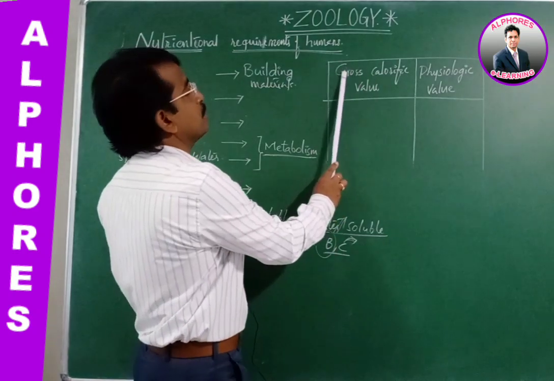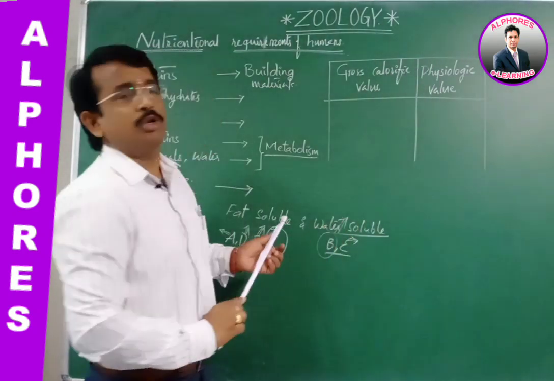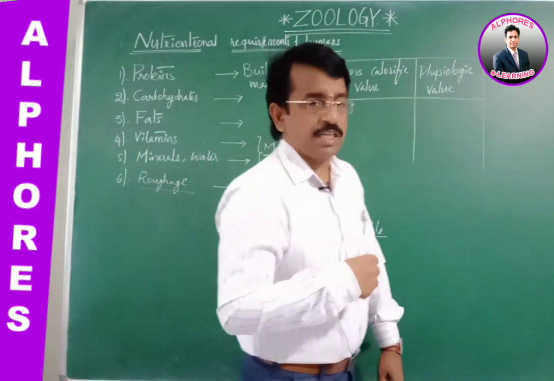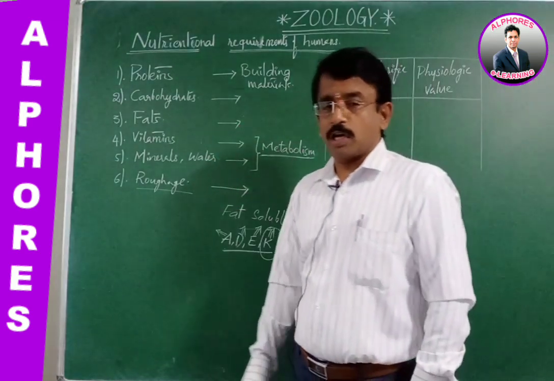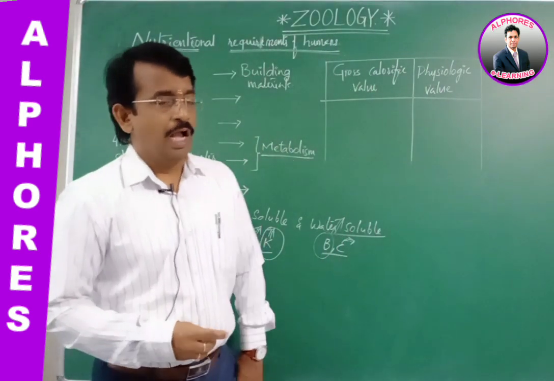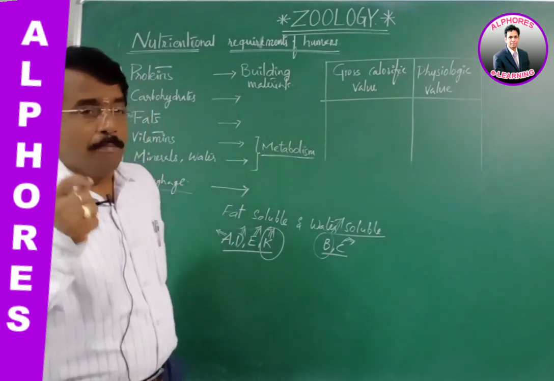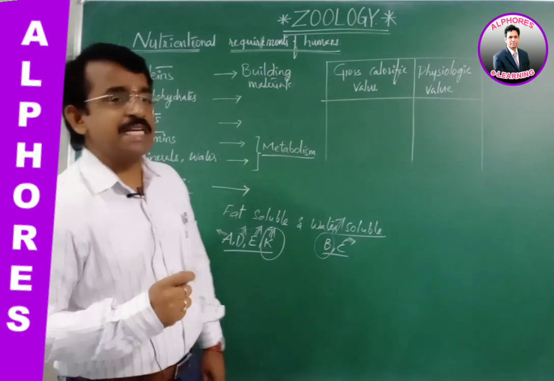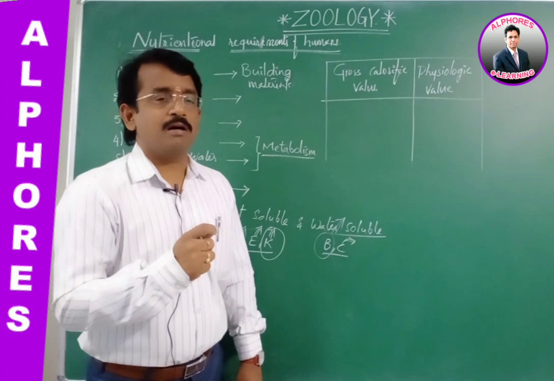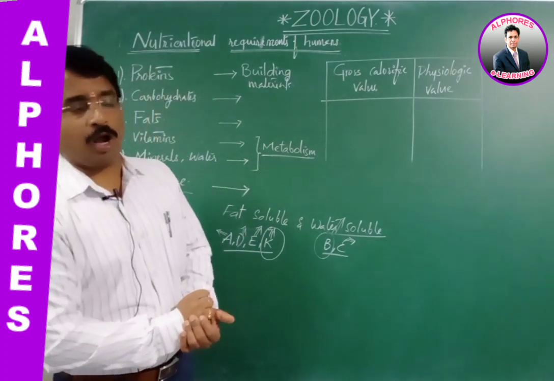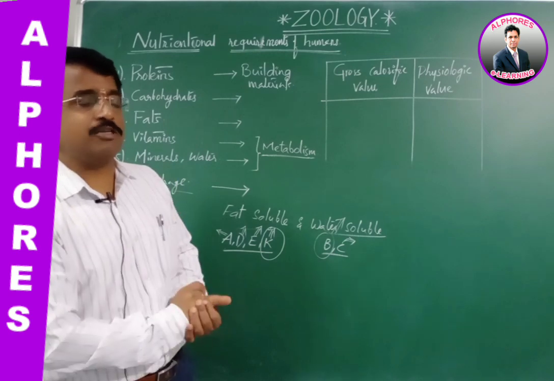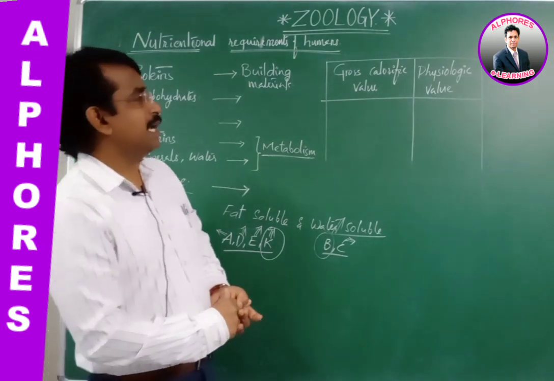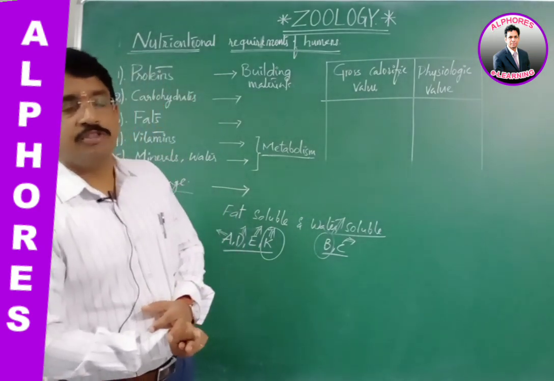Let's discuss the gross calorific value and the physiological value. Here, generally what we see is that carbohydrates, proteins and fats are the energy sources. In this connection, heat is considered to have a prominent role. Heat is nothing but a common term we use for energy.